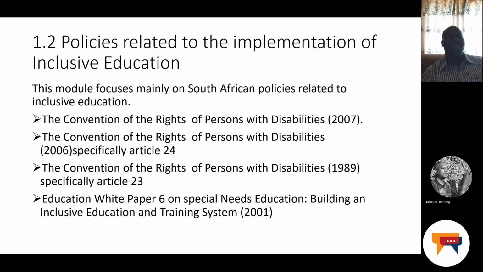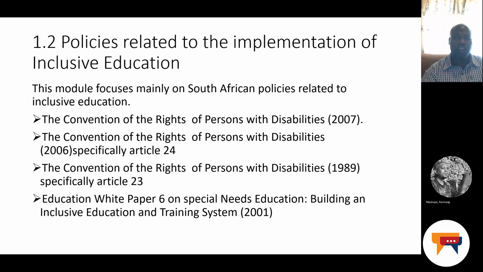Now we are going to look at the policies that are related to the implementation of inclusive education. We have got a lot of policies in South Africa, but some of these policies are not implemented. We usually indicate that South Africa as a country has a lot of policies, but some of them are not implemented. This module focuses mainly on South African policies related to inclusive education. Then we are going to look at the following.